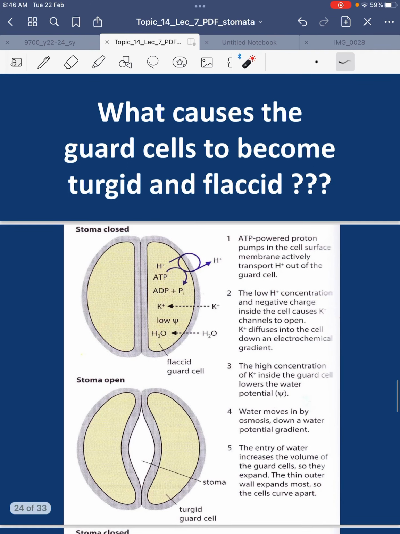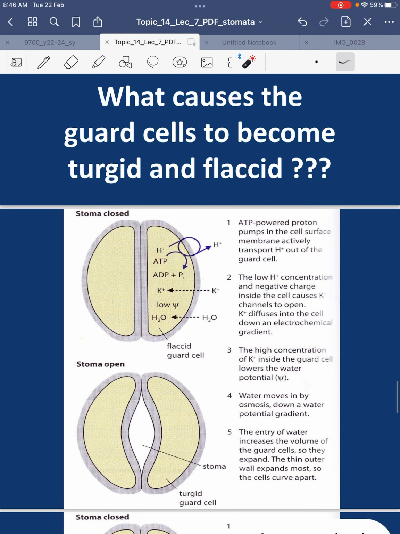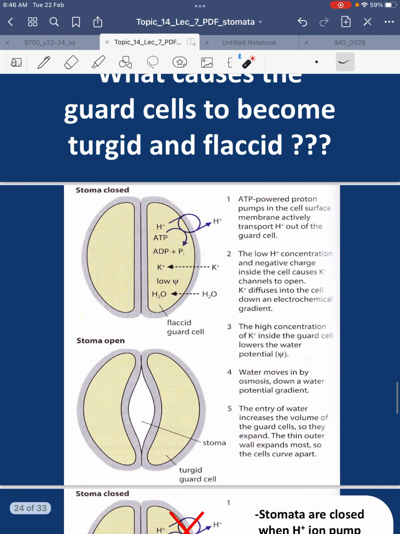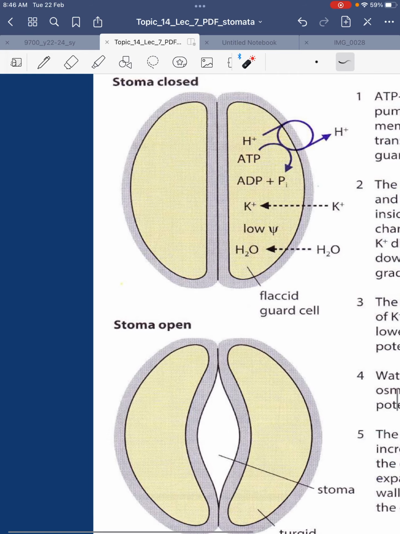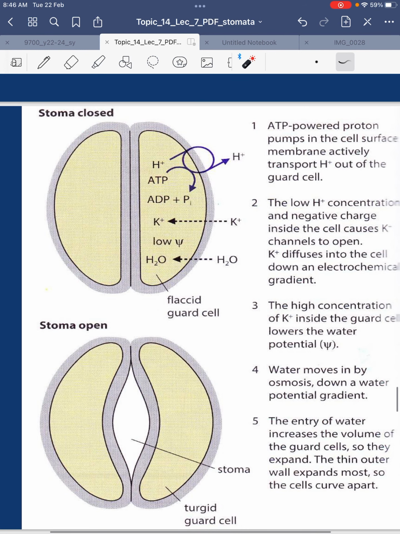All right, the mechanism is very, very important here. What causes the guard cells to become turgid? This is from close to open. So as you can see here, the pumping of protons occurs. The first thing is the pumping of protons. There is a proton pump here. Of course, ATP is needed, and of course the process is active transport.